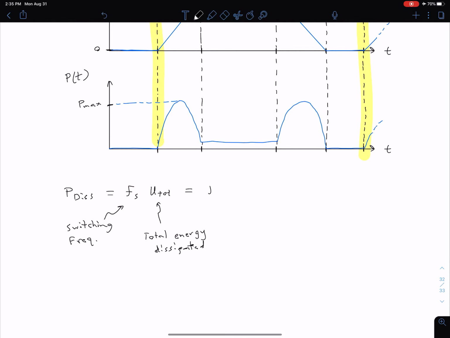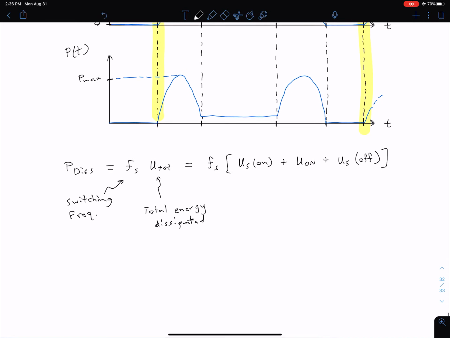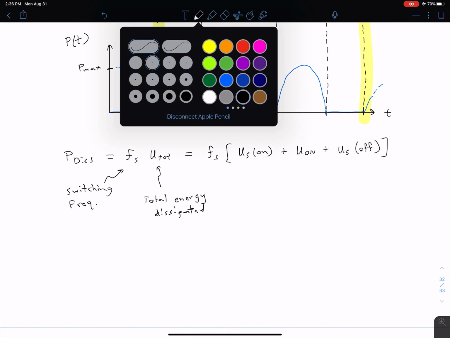and we can say really this U total, so I'm going to have our F sub S here, really this U total is the energy during our time that we're switching on, the energy of the time that we're on, and the energy in our switching when we're turning off. So from left to right, that's our left, middle, and right sections here. So we can look at the energy in each of those three regions separately.